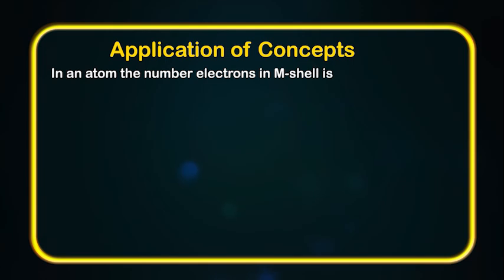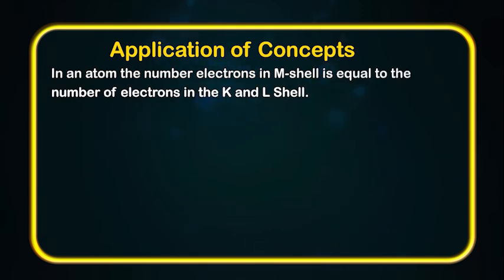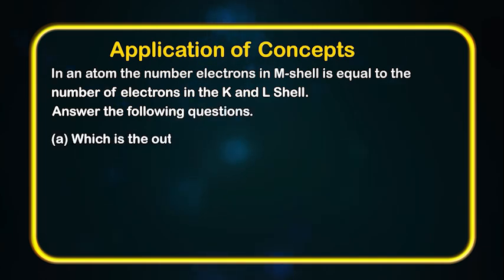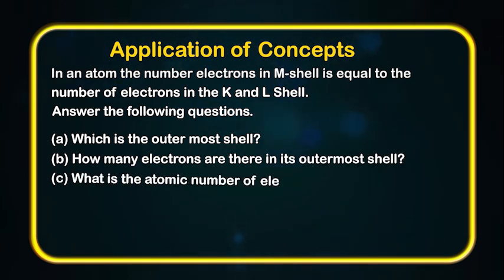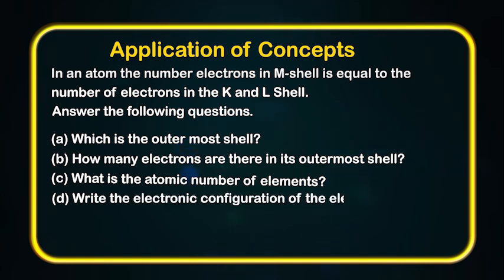Application of concepts. In an atom, the number of electrons in M shell is equal to the number of electrons in K and L shell. Answer the following questions. A. Which is the outermost shell? B. How many electrons are there in its outermost shell? C. What is the atomic number of the element? D. Write the electronic configuration of the element.